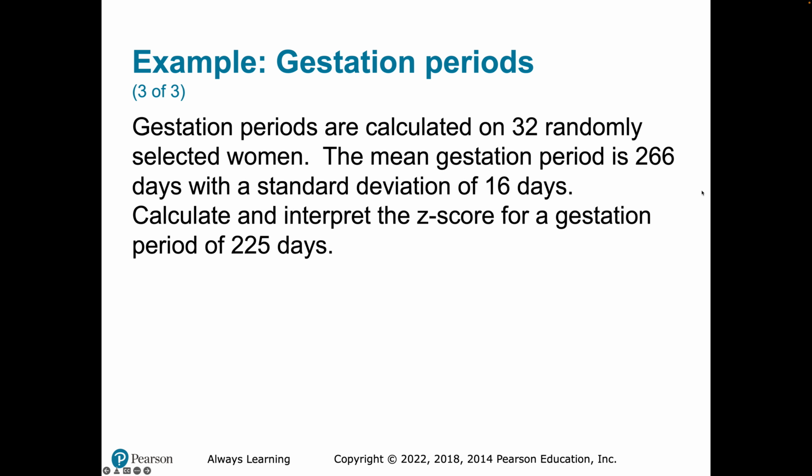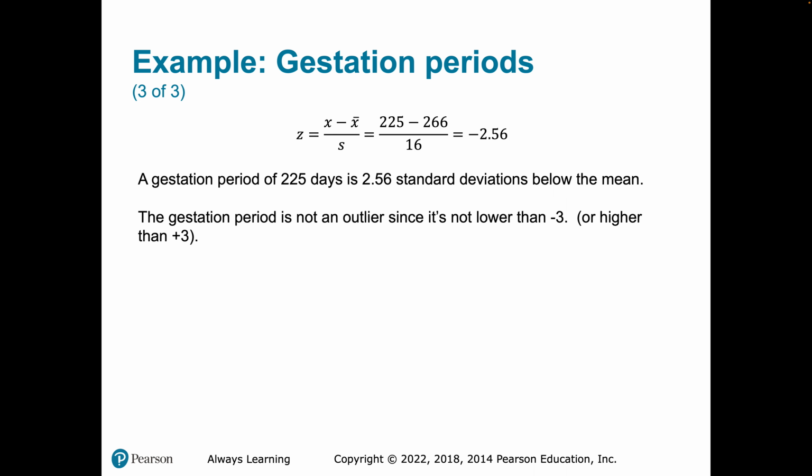Gestation periods, mean of 266 days, standard deviation of 16 days. Calculate and interpret the z-score for a gestation period of 225 days. So same thing, insert 225 for x, subtract the mean, divide by 16. Since the value we're calculating the z-score for is below the mean, 225 less than 266, we end up with a z-score that's negative. So our interpretation there would be a gestation period of 225 is 2.56 standard deviations below the mean.